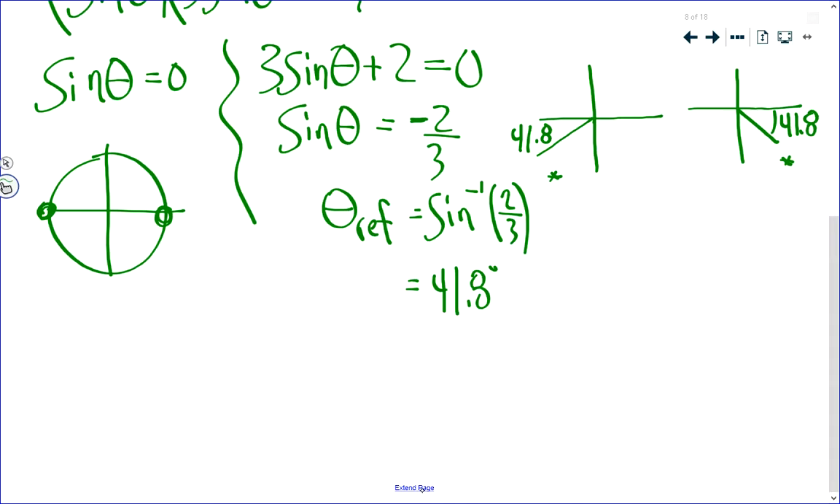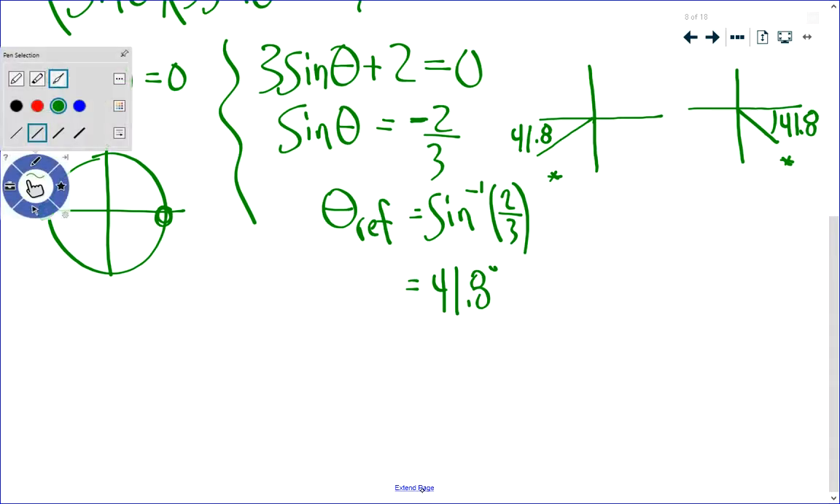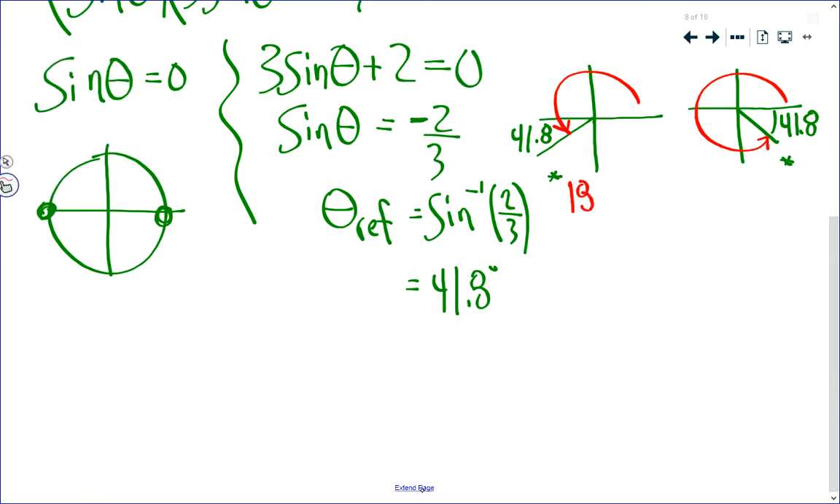Of course, what we're interested in is not a reference angle. What we're interested in is a rotation angle. So to find each of those rotation angles, in this particular case, we're going to have to take 180 degrees and add 41.8. And in this particular case, we're going to take 360 degrees and subtract 41.8.